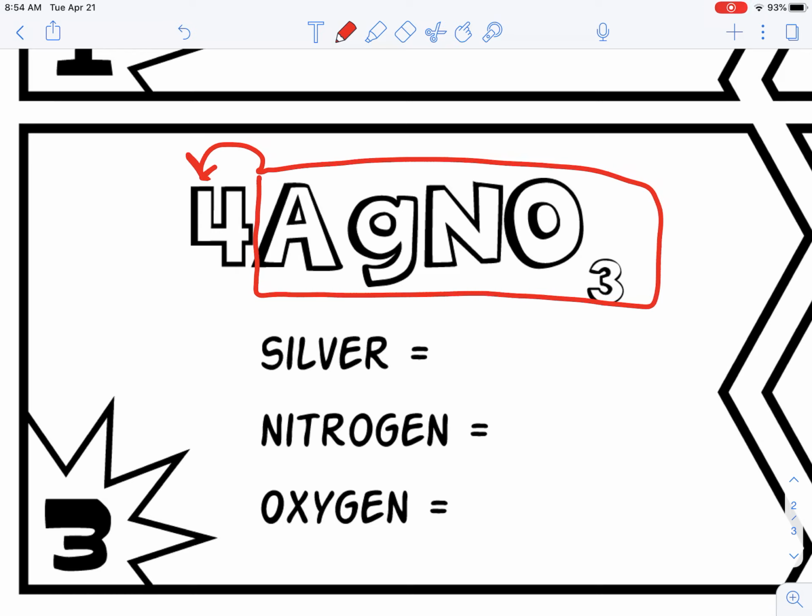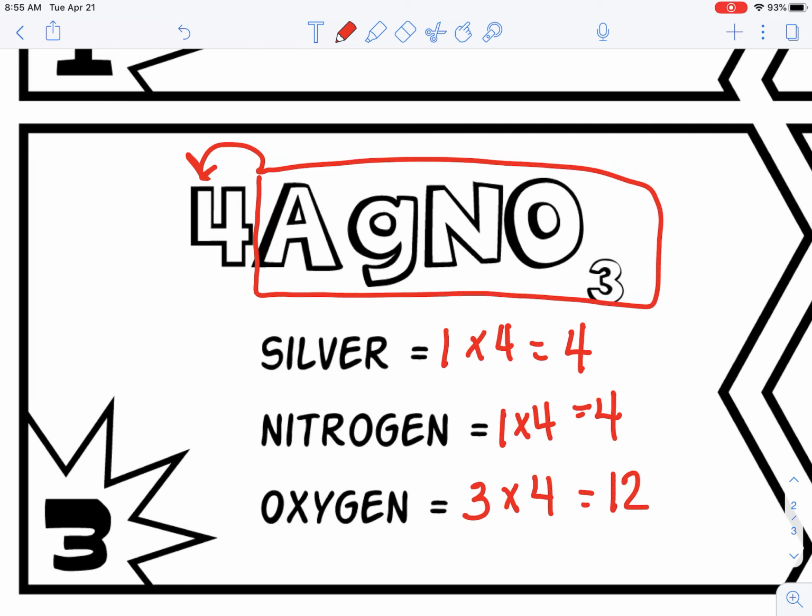So silver, Ag, no subscript, so that's just 1. Nitrogen, N, no subscript, so that's just 1. O3, oxygen, is 3. Now I'm going to take all of those numbers and multiply them by my coefficient of 4. So I actually end up with 4 silvers, 4 nitrogens, and 12 oxygens in this molecule.